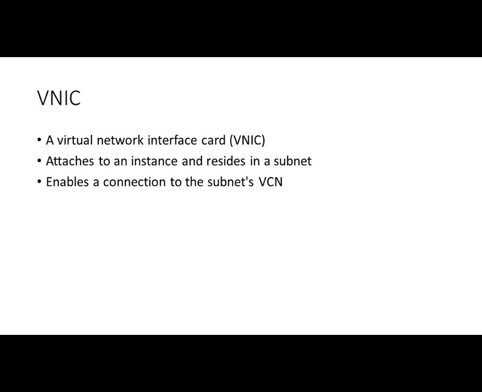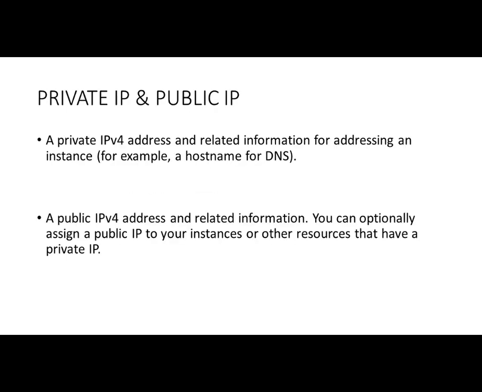VNets are the virtual network interface cards which attach to an instance and reside in a subnet to enable connection to the subnet's VCN. These VNets determine how the instance connects with endpoints inside and outside the VCN. And the private IP addresses are the IPv4 address and related information for addressing an instance, for example the host name for DNS. Each VNet has a private IP address, and you can add or remove secondary private IP addresses. I'm just covering this at a very high level, and then we'll go into a very detailed level.